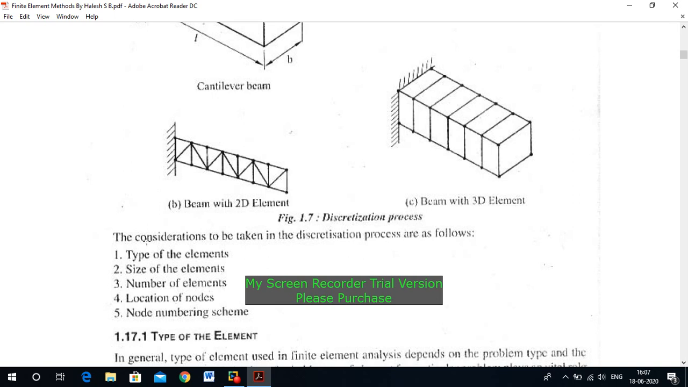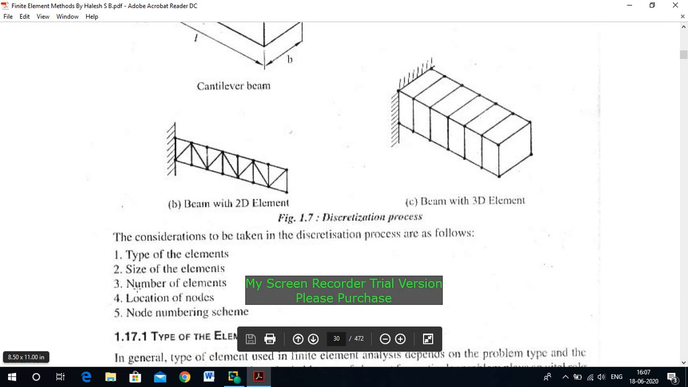The general considerations to be taken in the discretization process are, the very first one, the type of the elements. Which type of elements is there? Second, the size of the element. Third, the number of elements, how many elements after the discretization process, and the location of the nodes and the node numbering scheme.